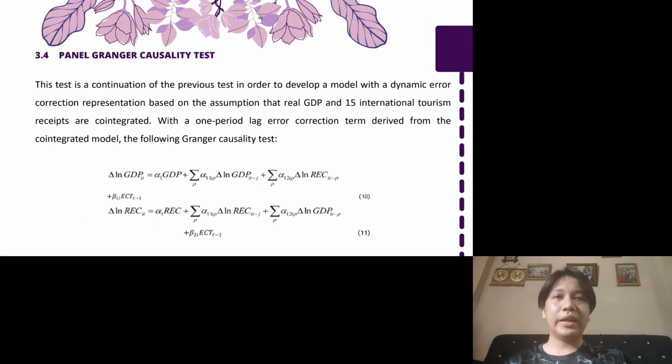Lastly, panel Granger causality test. This test is a continuation of the previous test in order to develop a model with a dynamic error correction representation based on the assumption that the real GDP and international tourism receipts are co-integrated. And this is the formula to calculate and to obtain results by using Granger causality test.